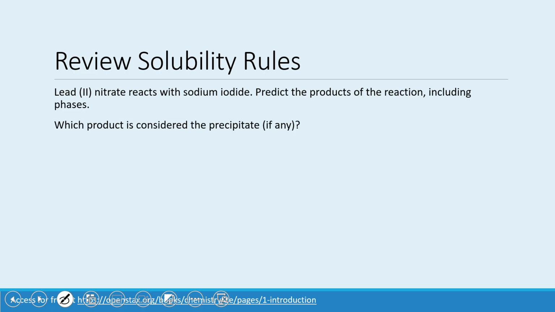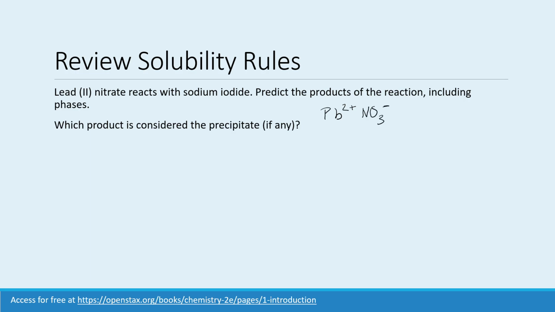In this question, they tell us that lead(II) nitrate reacts with sodium iodide. Predict the products of the reaction, including their phases. I think it's best to start out by writing those two reactants. Remember that the Roman numeral 2 tells us the charge on lead, so we have Pb with a 2+ charge. And nitrate, you'll have to review your polyatomic ions, but that is NO3 with a -1 charge.